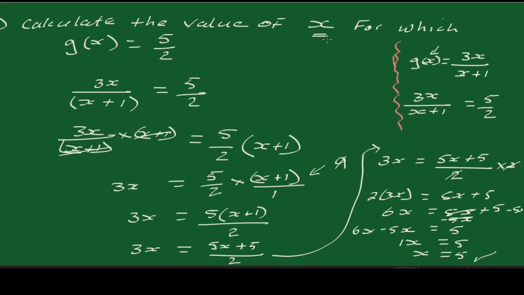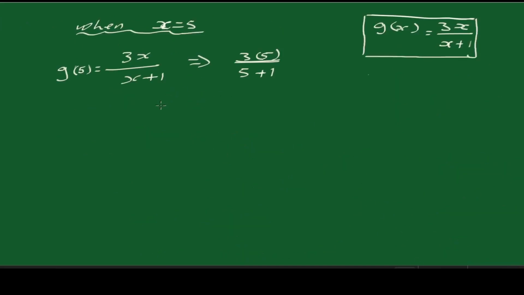So the value of x for which the function g of x equal 5 over 2 is 5. Now we could go and check and see if our answer is correct. So the function g of x equal 3x all over x plus 1. Now when x is 5, let's see what will be our output, which means to say anywhere I see x in the function, I'm going to replace it with 5.